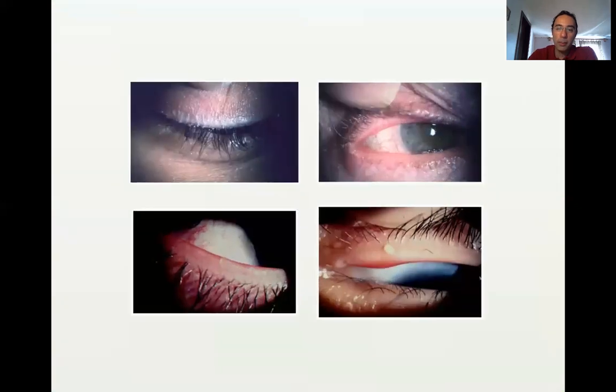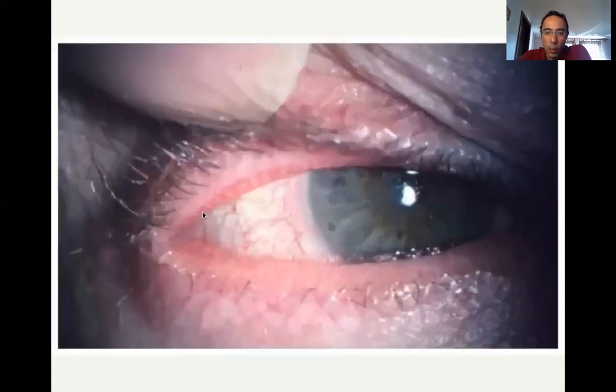We know that the lipid layer is produced by meibomian glands, and if there is a disease of the meibomian glands, the lipid layer will not be there anymore, so the tear film will evaporate more easily than before. Because of the inflammation there will be red eye, and because of the tear evaporation, the visual acuity will be disturbed. Here you can see the white dots, and these white dots are the orifices of the meibomian glands.